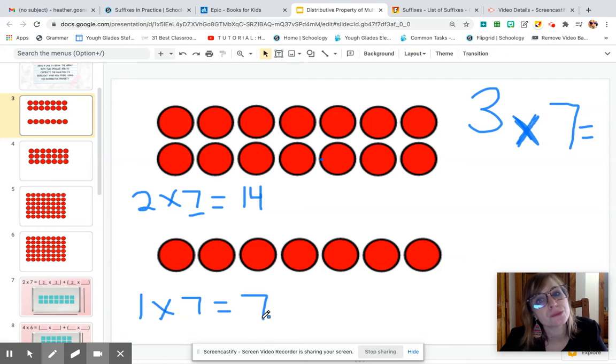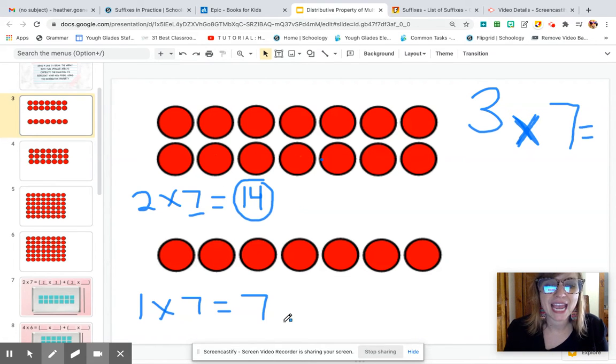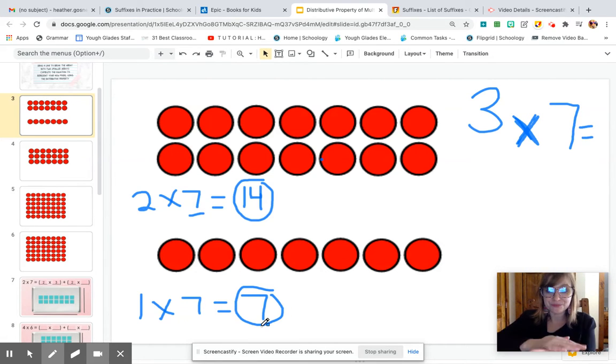Great. Well, that was simple, but now what? This is when the distributive property of multiplication can be your best friend. So now that we made them simpler by splitting them up, we need to bring them back together. And so how do you do that? Well, I know that if I take the product here from this array and the product here from this little array and add them together, that's the same as putting my array back together. And that will give me the total amount. And that would answer 3 times 7. That was the problem that I started with.